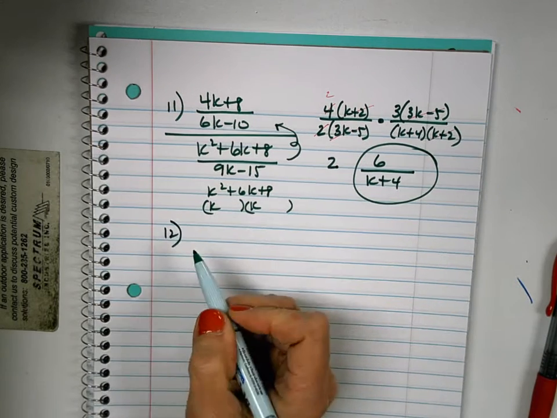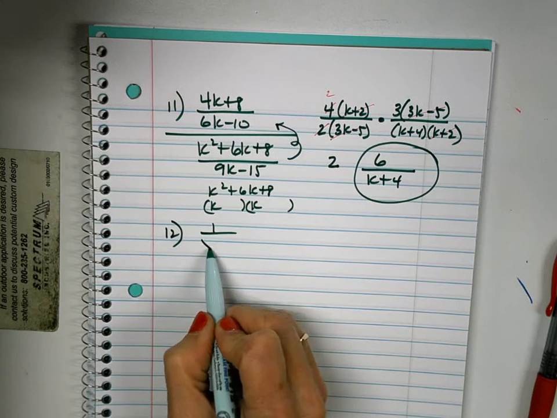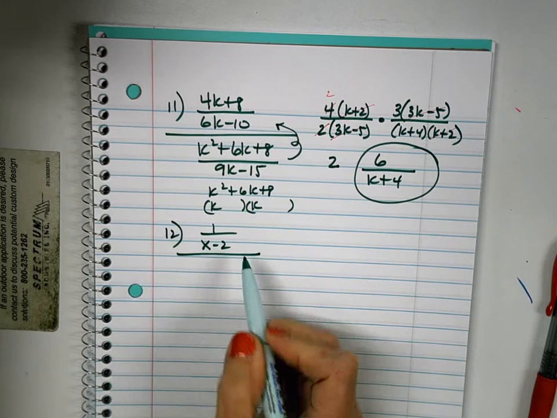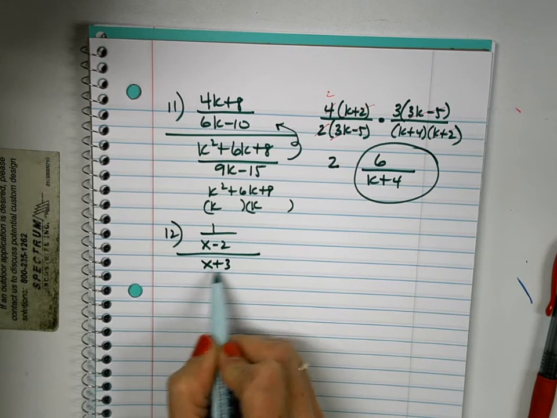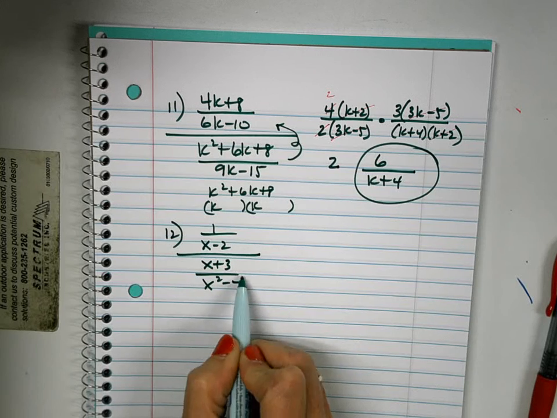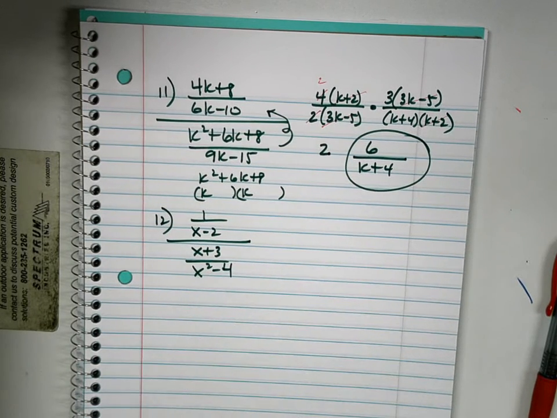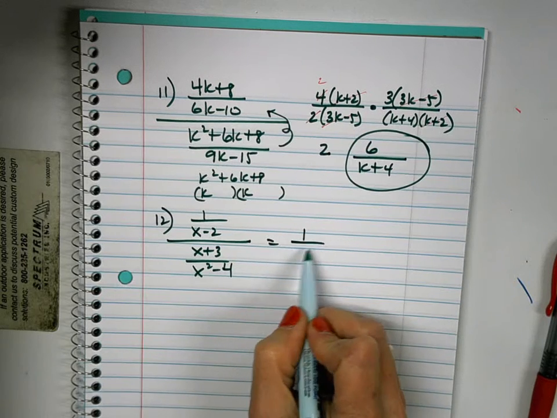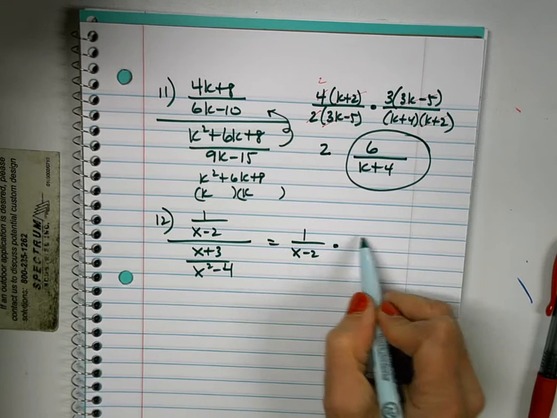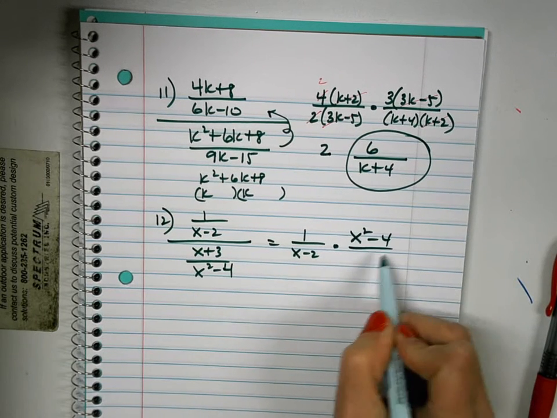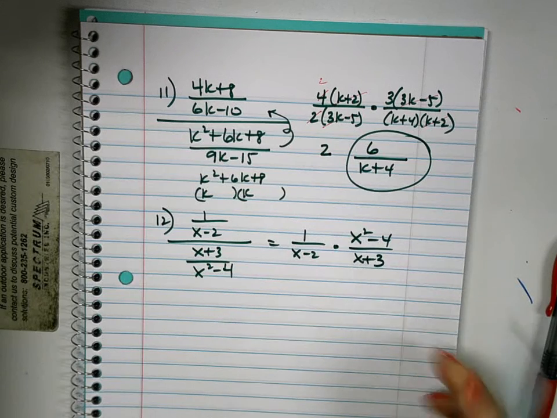All right, one more, you guys, and we're done. 1 over x minus 2 over x plus 3 over x squared minus 4. Okay, so we're going to flip the bottom. I'm going to have the 1 over x minus 2. I'm going to go ahead and write it this time because it's not that hard. Right? Flip the denominator and multiply.